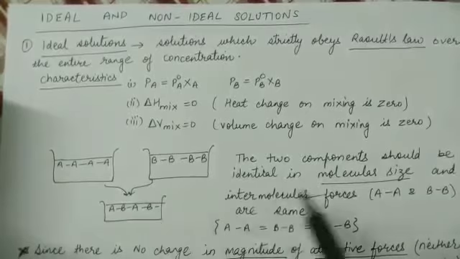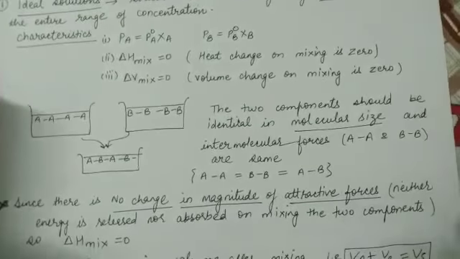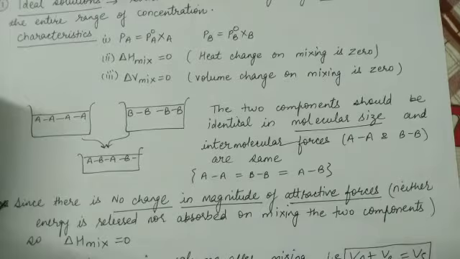Now, since there is no change in the magnitude of attractive forces, therefore neither energy is released nor absorbed on mixing the two components, because we have learned that whenever there is increase in the attractive forces, energy is released. That process is exothermic. And whenever the magnitude of attractive forces decrease, energy is absorbed. That is endothermic process. Since there is no change in attractive forces, so neither energy will be released nor absorbed. So delta H mixing is 0.